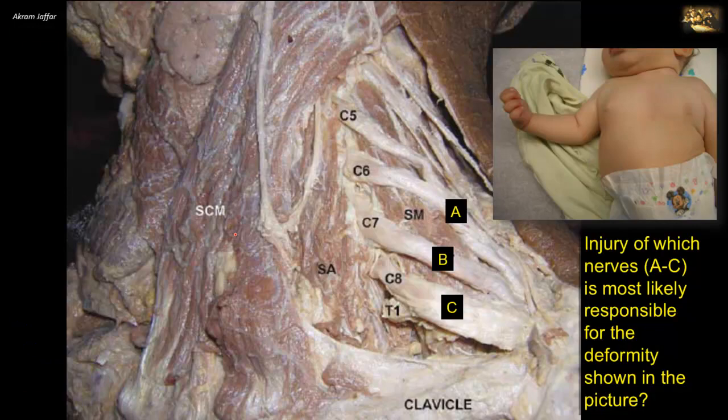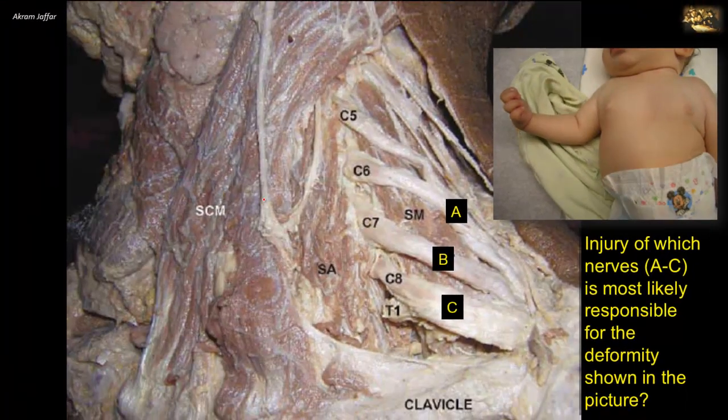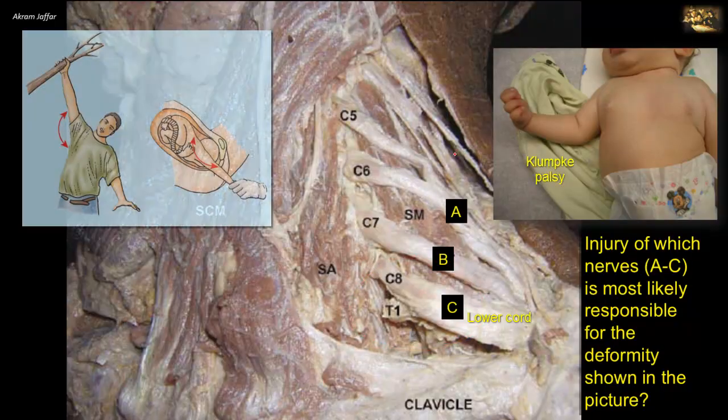Injury of which nerves A to C is most likely responsible for the deformity shown in the picture? The deformity is produced by a lower brachial plexus injury. It is less common than upper brachial plexus injuries, and it is also called Klumpke palsy. This results from excessive abduction of the arm, as during labor, as in this case of a newborn.